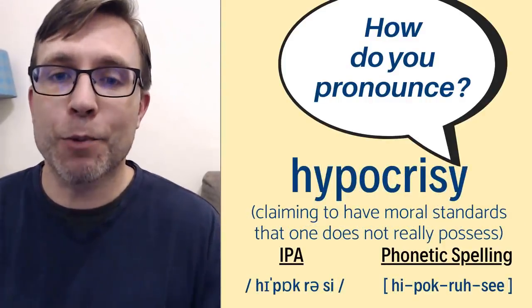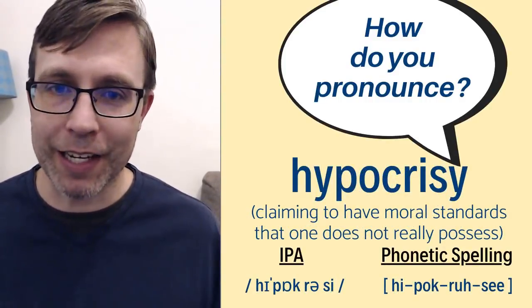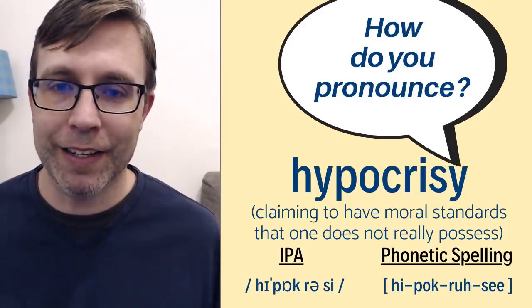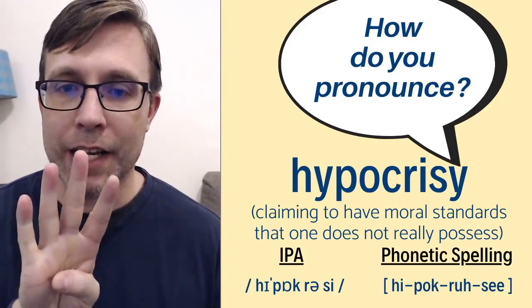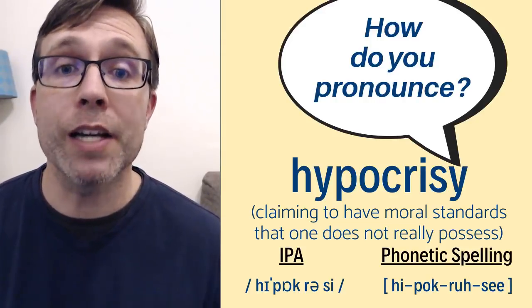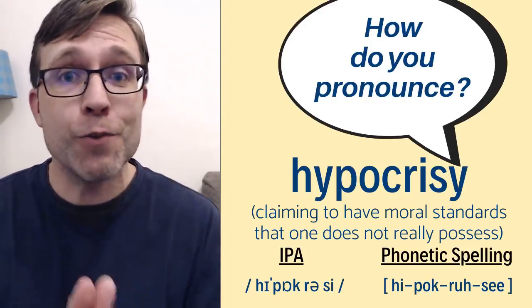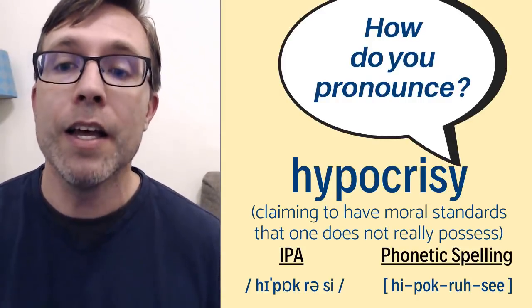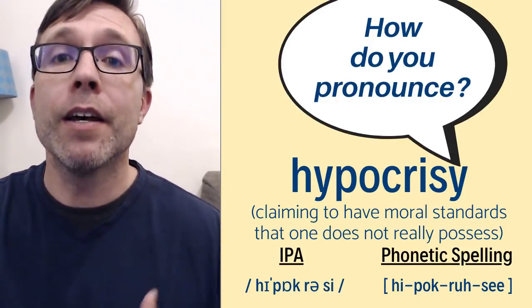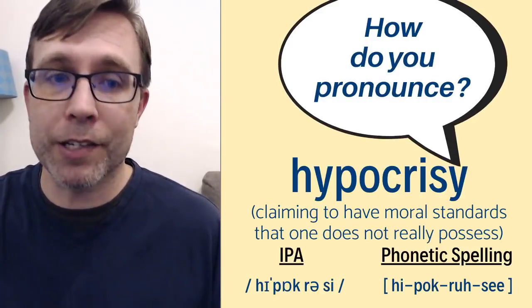All right. The next word, hypocrisy. Hypocrisy has 4 syllables. That schwa is in that 3rd syllable. Now, you guys, you know what that schwa sound is. That reduced vowel sound sounds like a. Hypocrisy. Say it after me. Hypocrisy. Perfect.